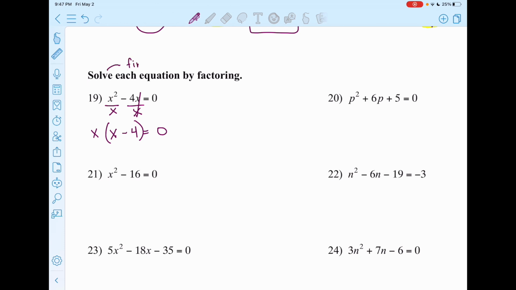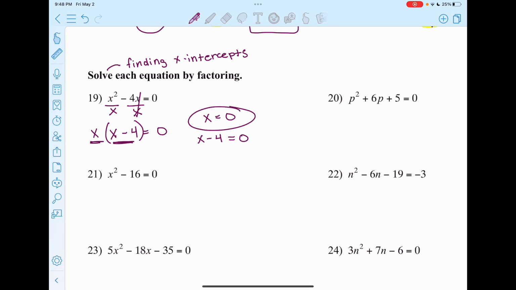Solving means finding your x-intercepts, and our x-intercepts occur where y equals 0. So after you factor, you set each of your factors equal to 0. So I'm going to set x equal to 0 and x minus 4 equal to 0 and solve. Well, x equals 0 is already solved. So 0 is one of my x-intercepts. And then for my other factor, to get rid of minus 4, I add 4 to both sides. And this means that 4 is my other x-intercept.